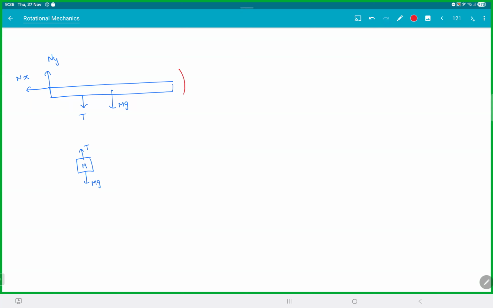Then let this be alpha, right? If this is going with alpha, then this point will be going with x alpha.